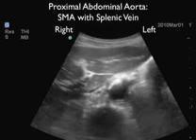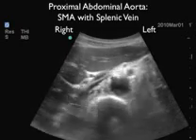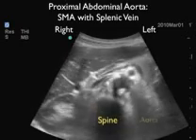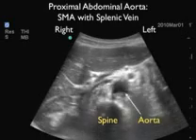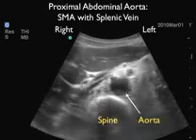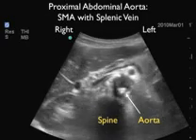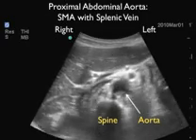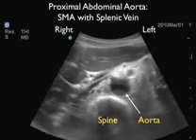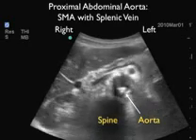Here's another view of the proximal abdominal aorta, the spine posteriorly and the aorta anteriorly. Let's look at the branches here, and we see, first of all, there goes the seagull sign or celiac, and there's the SMA coming off. Notice again that that SMA is wrapped in that hyperechoic mantle. And we see the splenic vein wrapping on top of the SMA.